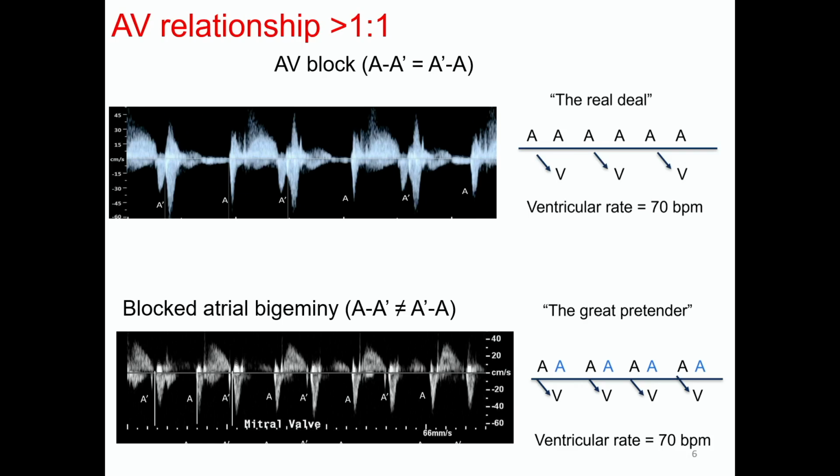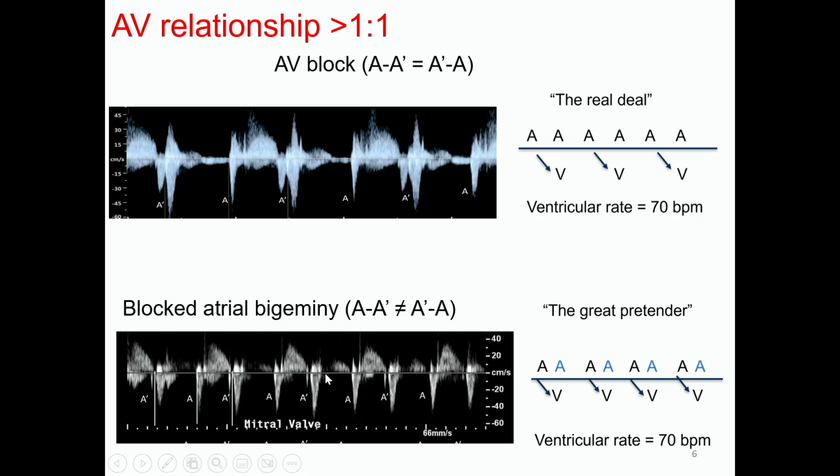When the AV relationship is greater than one-to-one, it's only one of two things, either AV block or blocked atrial bigeminy. And you can tell the difference by looking at the atrial contractions. If you look at this top tracing, the A prime, which is the atrial beat that is not conducted, and the A beat, which is the atrial beat which is conducted, this interval between the two, between the A prime to A and A to A prime, is equal. And that is consistent with AV block.